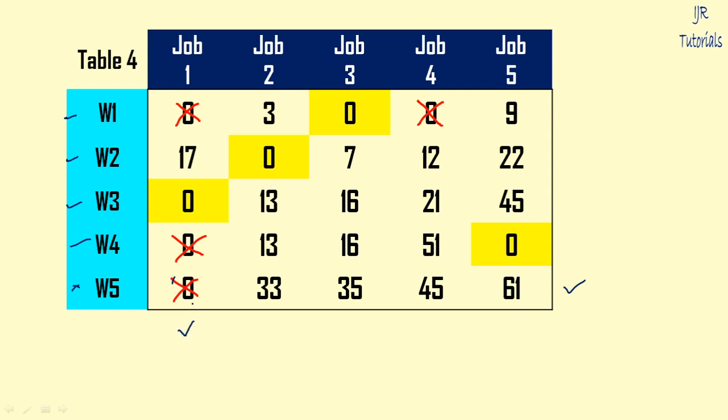And this 0 is situated at job 1. So on the job 1 column, is there any assignment? Yes, there is one assignment. This assignment is at W3. So we can put a tick mark here at W3. And once you put the tick mark, again check for 0 other than assignment. See, there are 13, 16, 21 and 45. That means no zeros are there. So that means the tick mark process is completed.